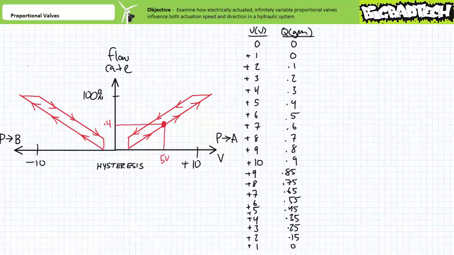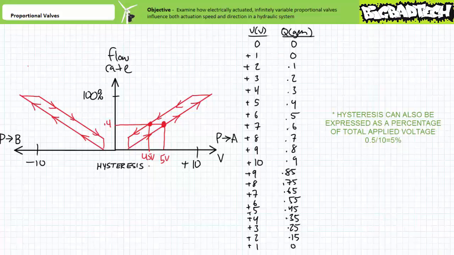For example, this particular proportional valve yields a flow rate of approximately 0.4 gallons per minute at 5 volts when it's ramping from 0 up to 10 volts. And approximating this performance curve, 0.4 gallons per minute at 4.5 volts when it's at 10 volts and ramping down to 0 volts. This is a hysteresis, or differential, of 0.5 volts.